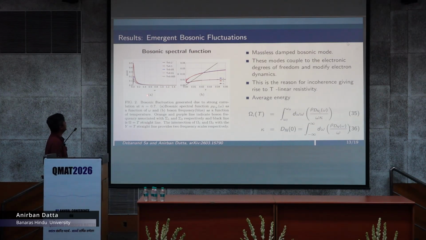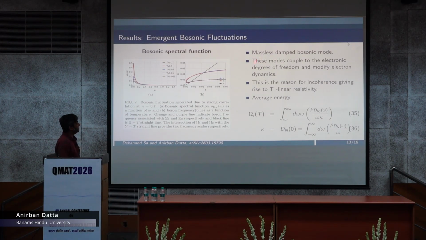So this is the first thing. These are the bosonic spectral functions. We can see that these are not sharp modes. It's a damped mode, because it's not going to zero, so you cannot map it with a delta function.